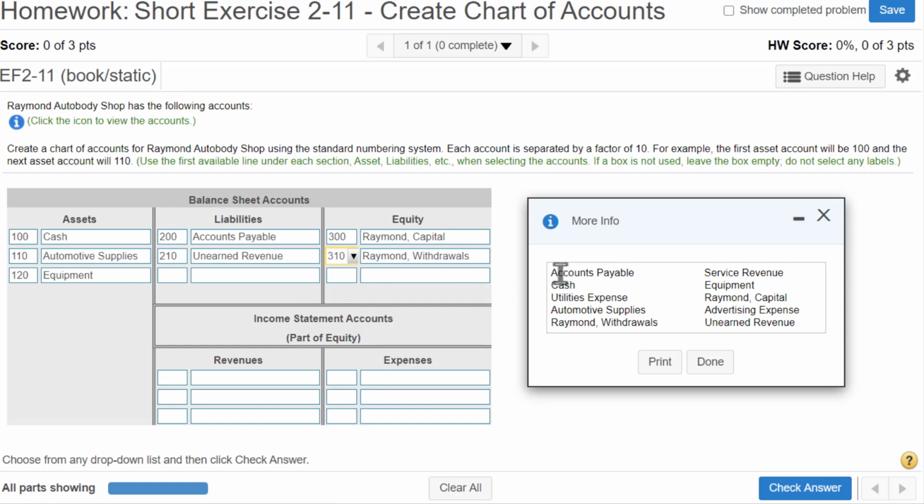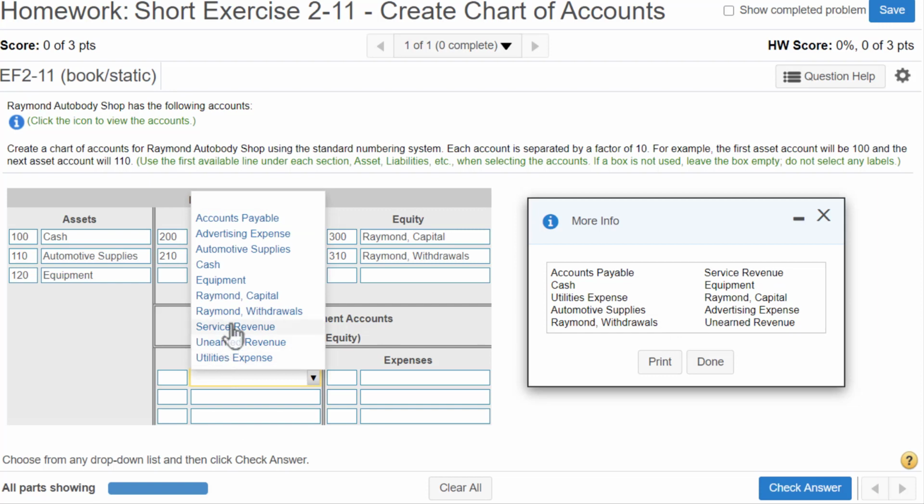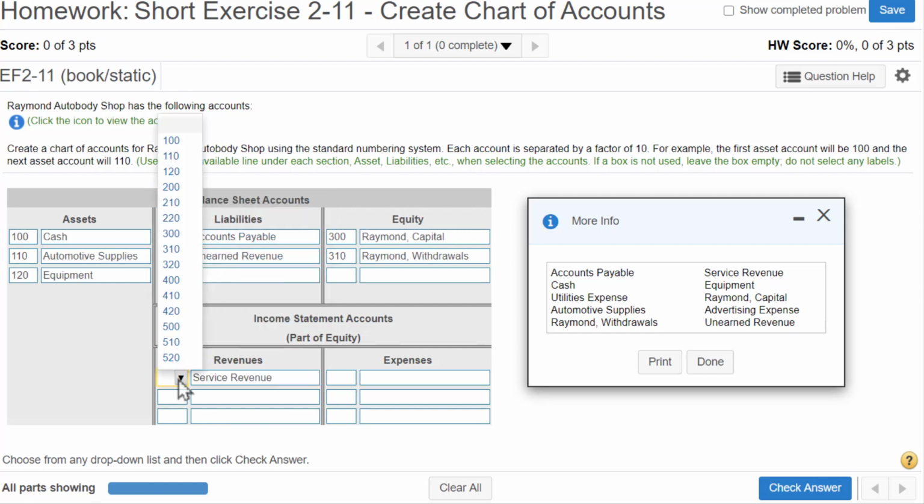And then revenues. Let's see how many revenues we have. I only see one revenue, service revenue. And remember, revenues always start with a 4. And remember, this unearned revenue is actually a liability. So don't put unearned revenue under here. A revenue has to be earned to be considered revenue.